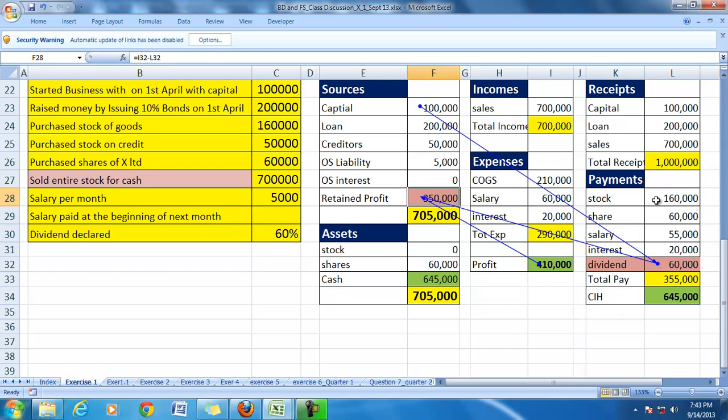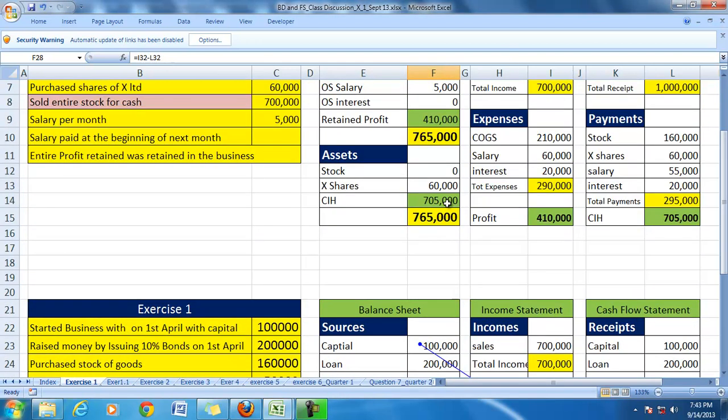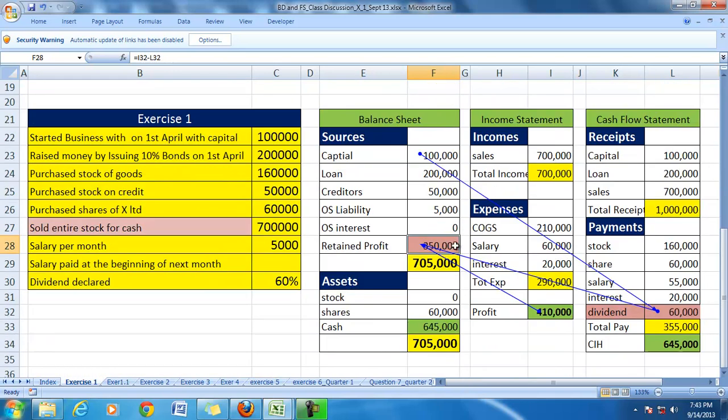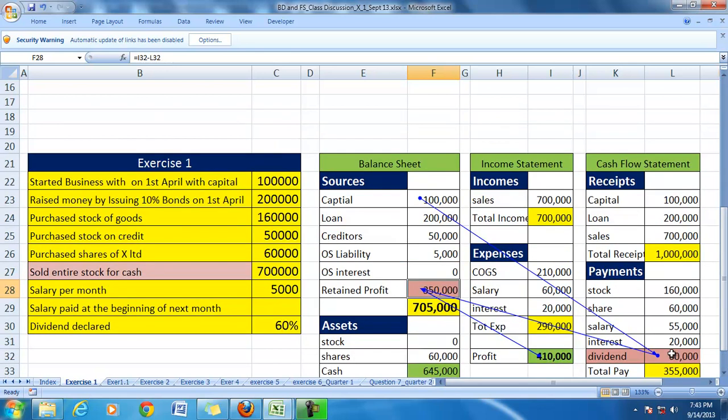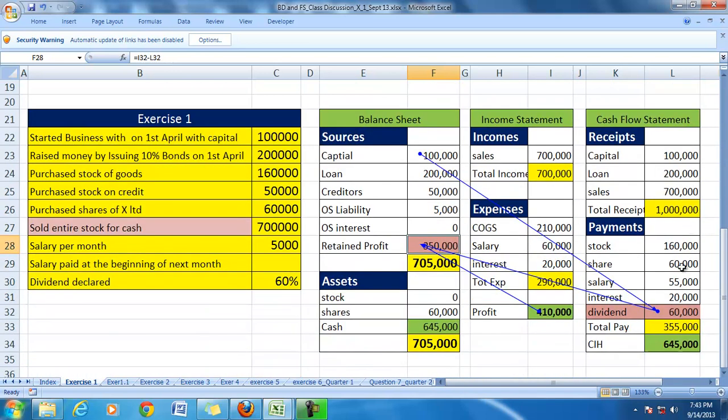In some of the later sessions, we'll see something called below the line or appropriation of profit, which is also called the P&L appropriation account, whereby the profit is shown as a distribution. But for the time being, we show the dividend as a cash outflow, and dividend is a reduction from the retained profit. So the retained profit has come down from 410 to 350, and the corresponding decrease is in cash in hand. The cash in hand was 705,000 minus 60 is 645,000.